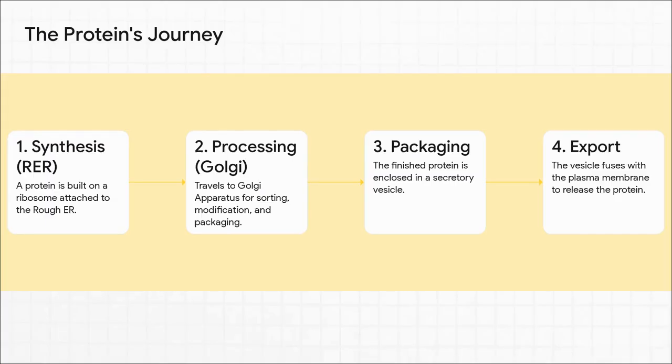Now let's follow a protein on its journey. It gets built on the assembly line of the rough ER. From there, it gets shipped over to the Golgi Apparatus, which is basically the city's post office. At the post office, the protein gets sorted, maybe modified a bit, and then packaged up into a little bubble called a vesicle. Think of it like a delivery truck, which then drives to the city border, the plasma membrane, to drop off its package to the outside world. It's an incredibly slick operation.